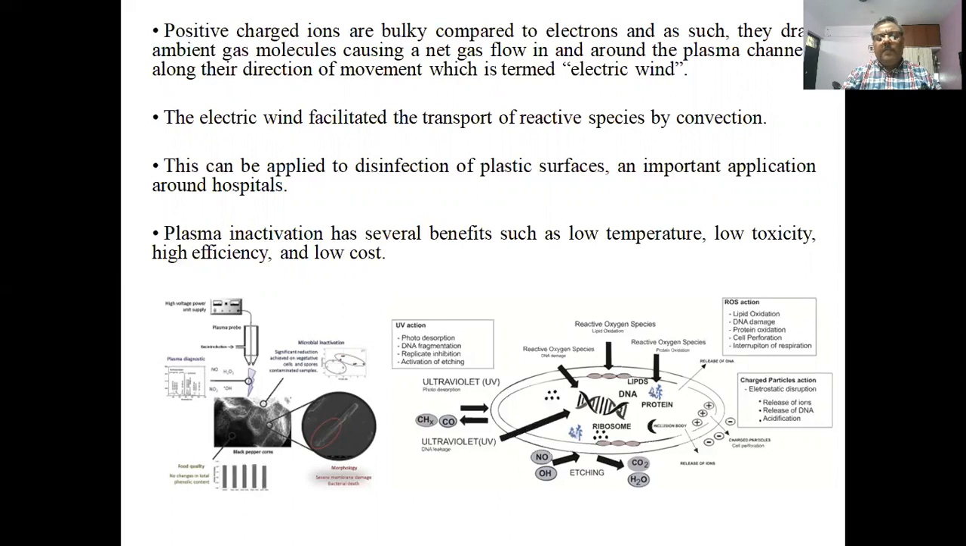This can be applied to disinfection of plastic surfaces, which is an important application around hospitals. Plasma inactivation has several benefits such as low temperature, low toxicity, high efficiency, and low cost. This is how it enters into the DNA and destroys the DNA of the microorganisms.